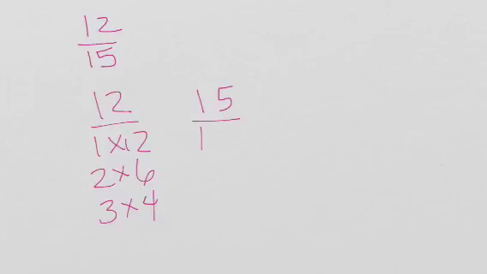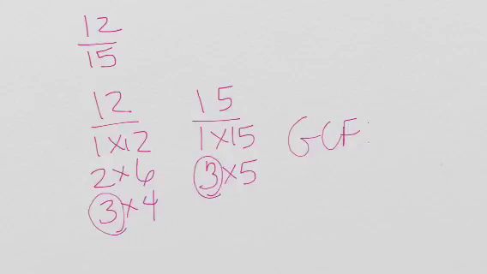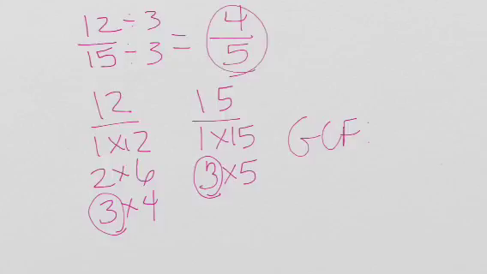The factors of 15 are 1 and 15, 3 and 5. So the greatest common factor that they share when I look at these two sets of numbers is going to be 3. So I'm going to divide both the numerator and denominator by the greatest common factor. So the simplified fraction is 4/5.